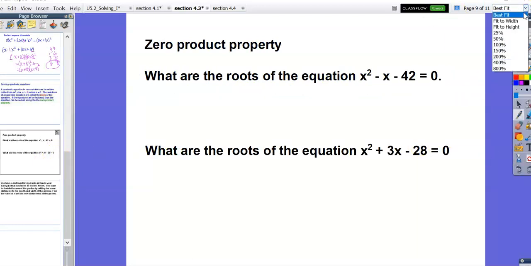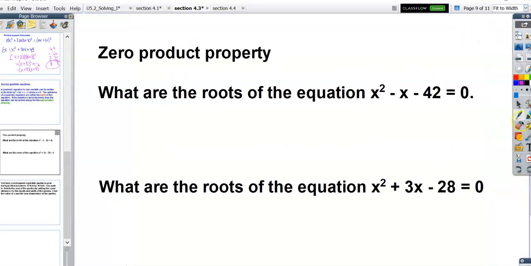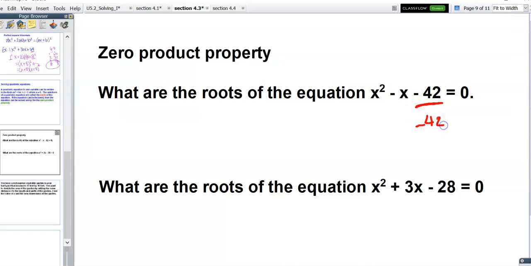So the first example, it says what are the roots of the equation x squared minus x minus 42? We're subtracting the back term, so that means one of our terms will be positive, one will be negative, and the number that we want to factor is negative 42. We're subtracting the middle term, so that means our bigger number will have to be negative. Always start off your list with the number 1. 1 and negative 42.